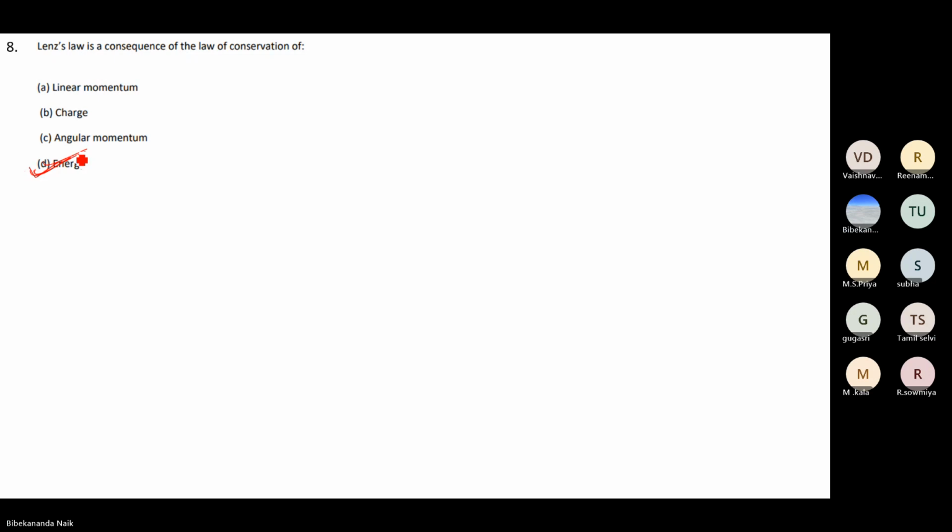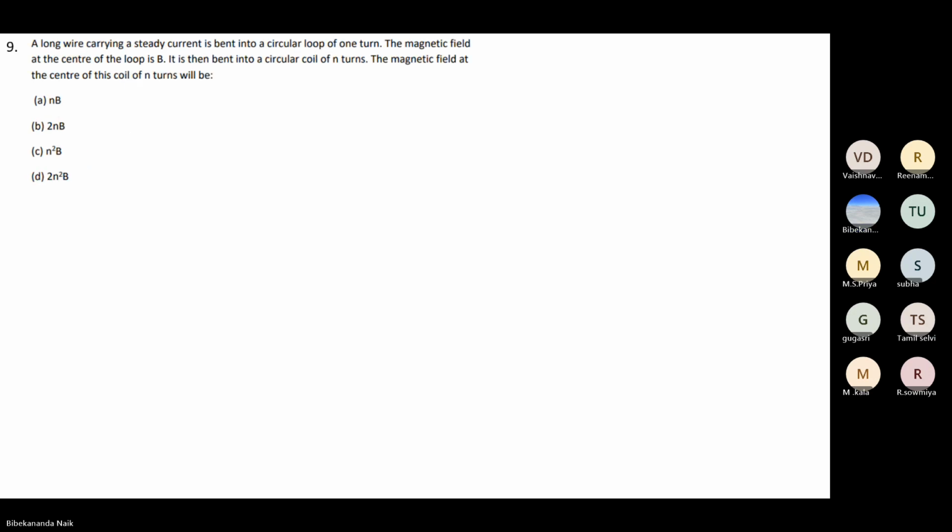Then question 9. Question 9 says, a long wire carrying a steady current is bent into a circular loop of 1 turn. The magnetic field at the center of the loop is B. It is then bent into a circular coil of n turns. The magnetic field at the center of the coil of n turns will be how much?